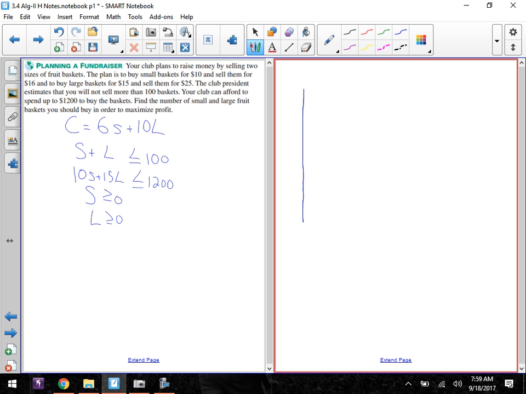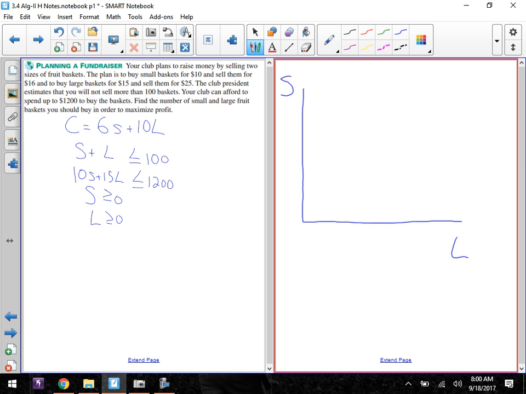So, first quadrant problem. It does not tell you which is the S and which is the L. It doesn't matter how you label your axes, just as long as you're consistent with your points. So I would just say that this side is my small, this side is my large. It doesn't matter. Okay? Because you're not writing it out in terms of X's and Y's, we're writing out in terms of small baskets, large baskets. You okay with that?